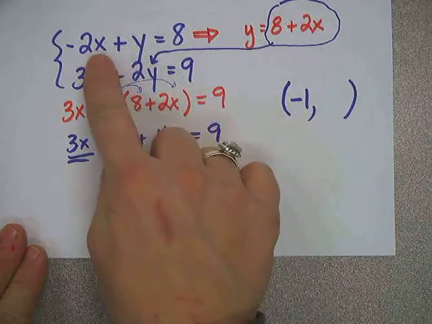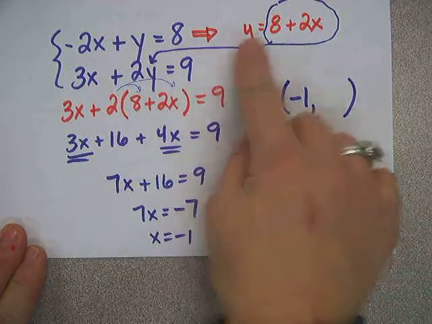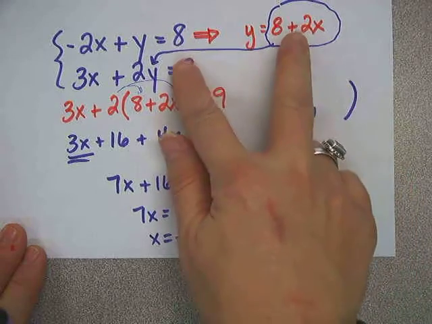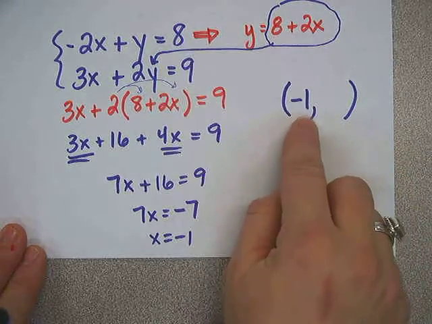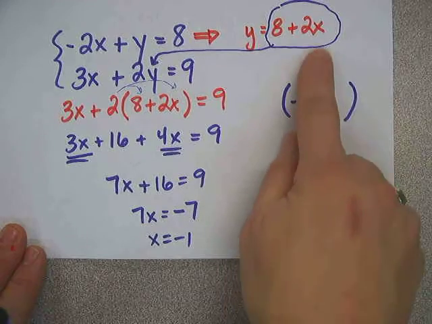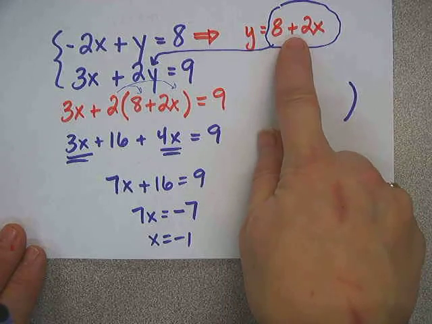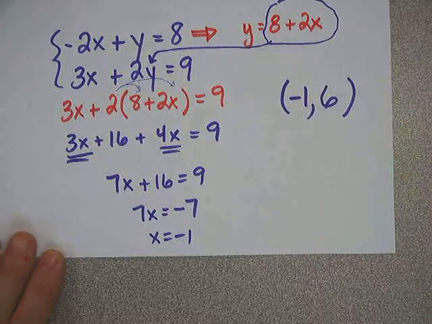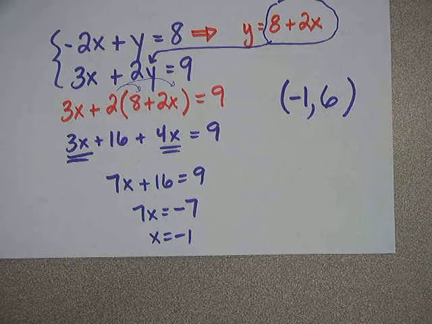Now we can plug this -1 into either of our two original equations or the equation where we solved for y, because these two things are equivalent. So I'm going to use that one. When I put -1 in place of x, I get 8 plus -2, which is 6. Okay, so that's one of the biggest catches you have to watch out for.